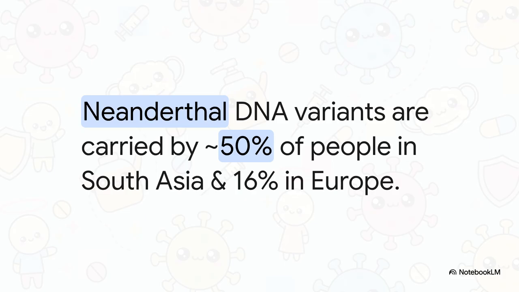And these Neanderthal DNA variants aren't distributed evenly at all. They're carried by roughly 50% of people in South Asia, compared to only about 16% in Europe. That ancient biological legacy creates a wildly uneven playing field, where an entire region might be statistically more vulnerable just because of DNA inherited tens of thousands of years ago.